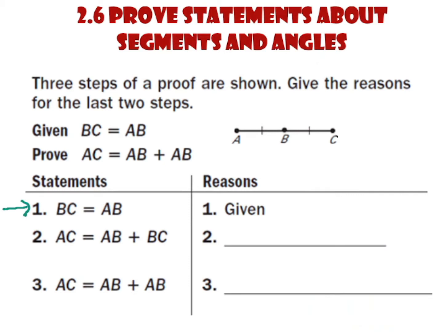You'll see first that they put the given information right away at the top. It's our job to figure out how they knew this was a true statement. How do we know that the length from A to C is equal to the length from A to B plus B to C? And that's something we learned last chapter. How do we know that those 2 shorter lengths add up to make the longer length? That was called the segment addition postulate.